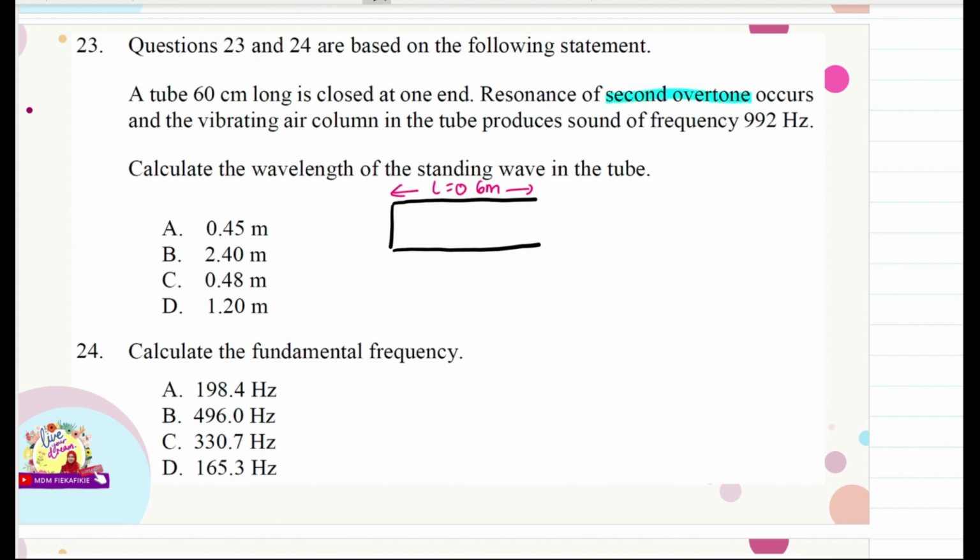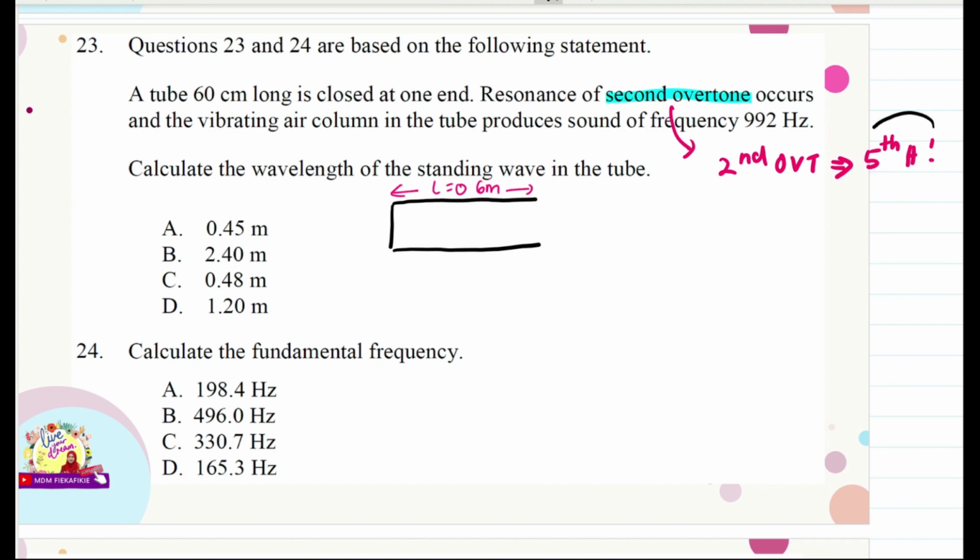Boleh. And the frequency produced, dia sebut dekat sini apa? Second overtone. Baca betul-betul. So second overtone untuk closed pipe is actually equal to berapa? Second overtone is actually equal to fifth harmonics. Okay. Fifth harmonics. So soalan minta kita kira wavelength, lambda. So kita ada length, kita ada wavelength. So bila fifth harmonics, kita kena lukis dulu. Untuk kita selesaikan, kena pandai lukis.